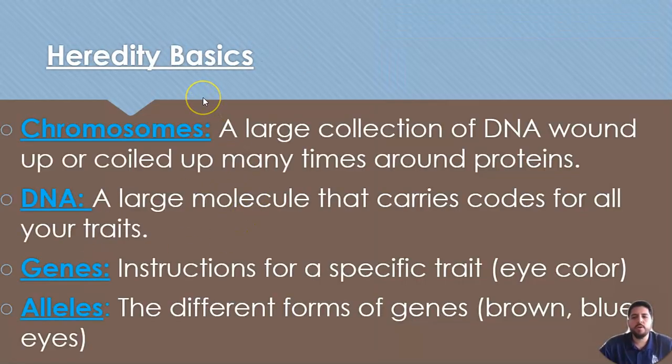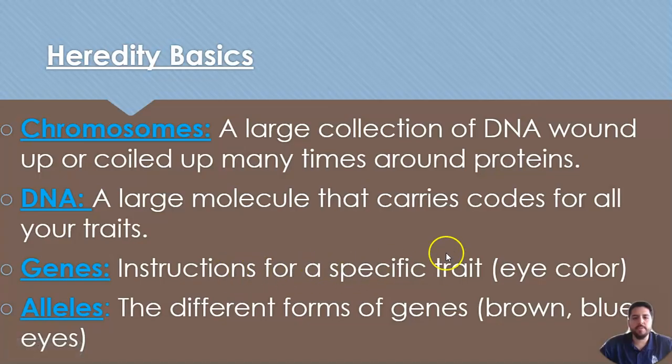So, first of all, let's go over some basic vocabulary on heredity. The first one is chromosomes. Chromosomes are a large collection of DNA wound up or coiled up many times around proteins. So, essentially, a chromosome is packaged up DNA. DNA is a large molecule that carries the code for all of your traits. Again, DNA is genetic code that tells your cells what to do.